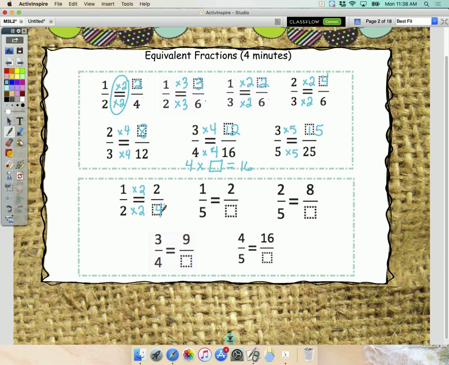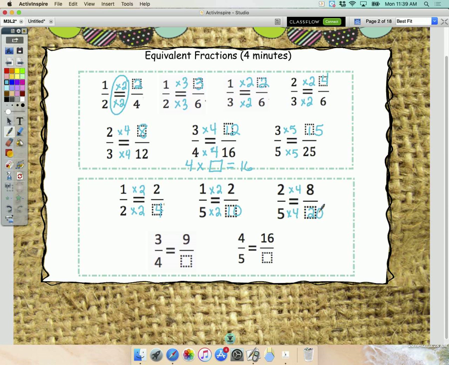Okay, the next one, JJ. 1 times something equals 2. So 5 times 2 equals 10. Okay, the next one, Isaac. 2 times something equals 8. Okay, so 5 times 4 equals 20.